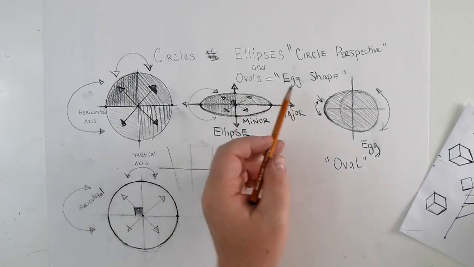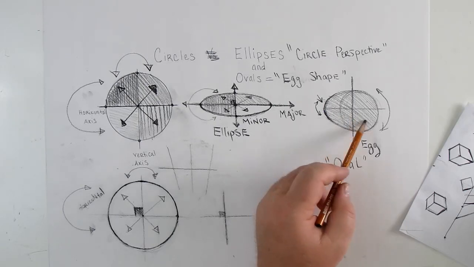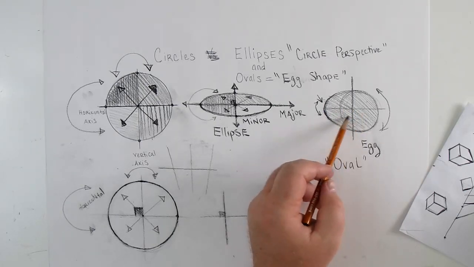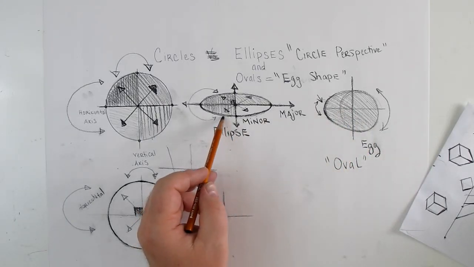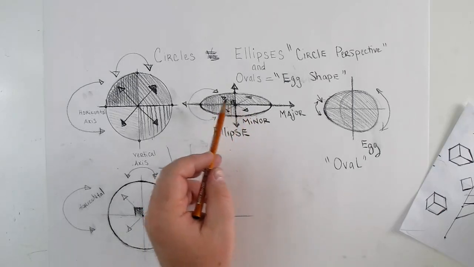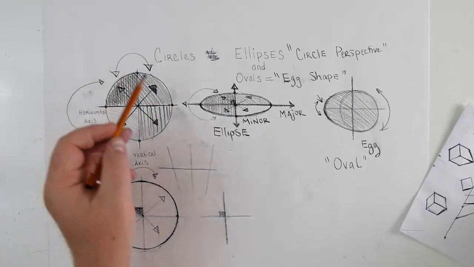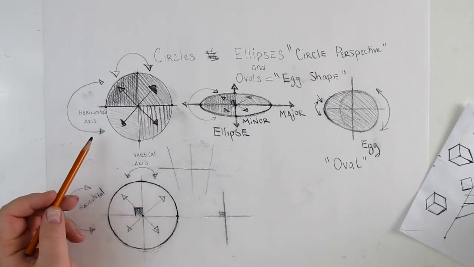And then we said, all right, well, we want to understand that an oval is an egg shape, which is not symmetrical right to left. It is top to bottom, but it is not quadrant to quadrant. But the ellipse is symmetrical top to bottom, right to left, quadrant to quadrant, because it is a circle. It has all the characteristics of a circle. All right, so we'll come back and talk more about this.